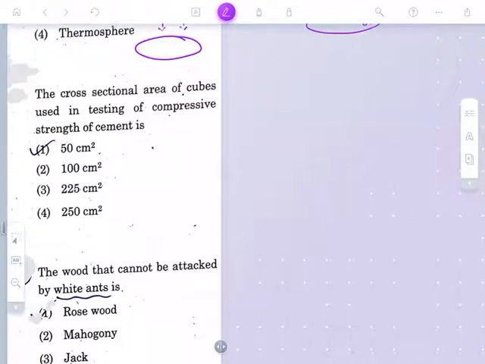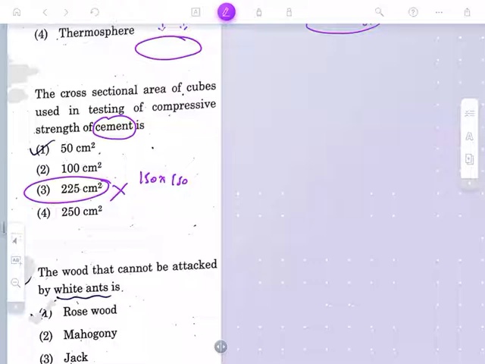Next, very important: the cross-sectional area of the cubes used in the testing of compressive strength of cement. Normally in examinations, aspirants get confused with these types of questions. See, they are asking for cement only, they are not asking for cement concrete. In excitement we may think of concrete cubes, make 150 into 150, and get 225. So this is the wrong answer. They're asking for the cement.